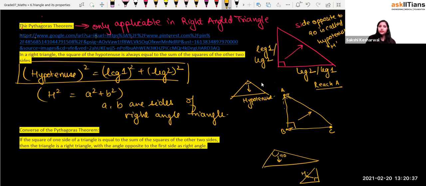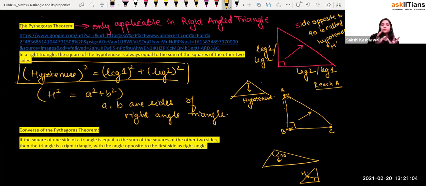It says that the hypotenuse square is equal to the side 1 square plus side 2 square, or leg 1 square plus leg 2 square. Hypotenuse square is equal to A square plus B square, or C square equals A square plus B square. Sometimes students forget what C is, so better to learn that the hypotenuse square is equal to the sum of the squares of the other two sides. So just write down the definition. What do you mean by the converse of the Pythagoras theorem?